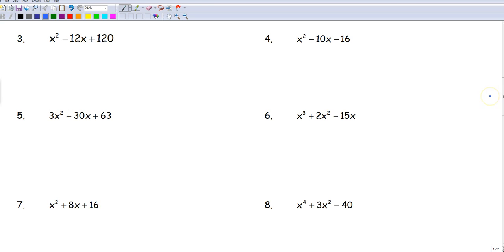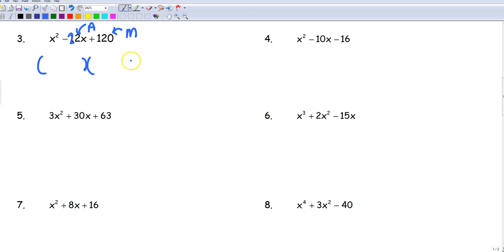All right, so here is your first example. And actually, I believe in your notes, this is a negative 22, so we're going to change that to a negative 22. So we have x squared minus 22x plus 120. We are going to multiply to 120, and we are going to add to negative 22.